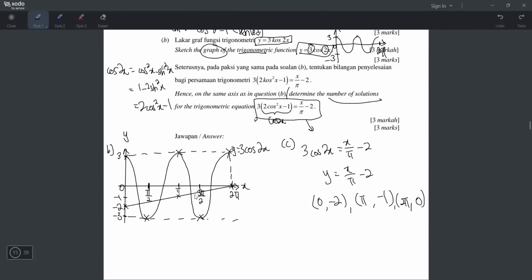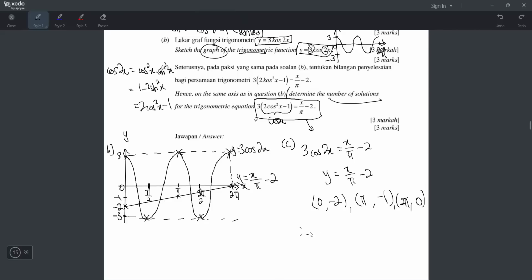The reason why it doesn't touch is because I didn't follow the actual scale. Okay, so automatically there must be some small flaws. But it's okay, you can just adjust a bit, then it looks nice. Okay, so y equals what? What is the equation of the line? x over pi minus 2.